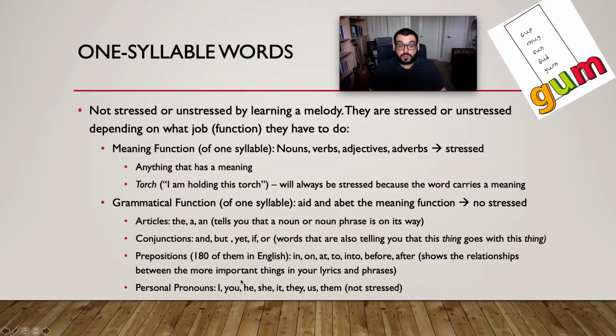And also, personal pronouns. I, you, he, she, it, they, us, them. They are not stressed either. So there's a lot of things here that are not stressed. The thing to remember is that nouns, okay, person, place, or thing, verbs, so action words, adjectives, so describing words, and adverbs, the things that come just before a verb, they are stressed.